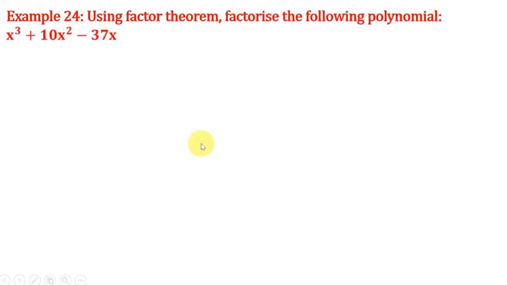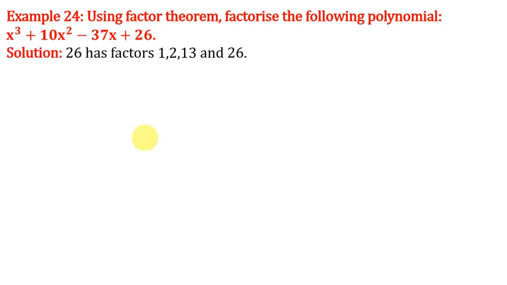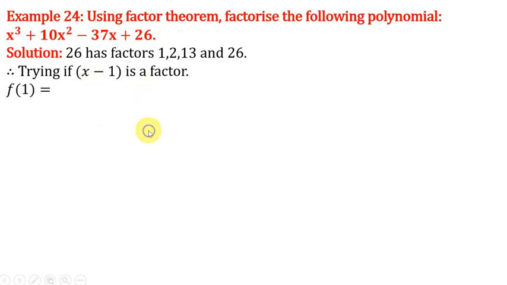Next, example number 24. Using factor theorem, factorize the following polynomial: x cube plus 10x square minus 37x plus 26. Now 26 has the factors 1, 2, 13 and 26. Trying x minus 1 as a factor.